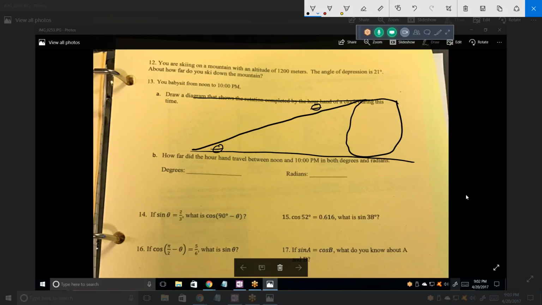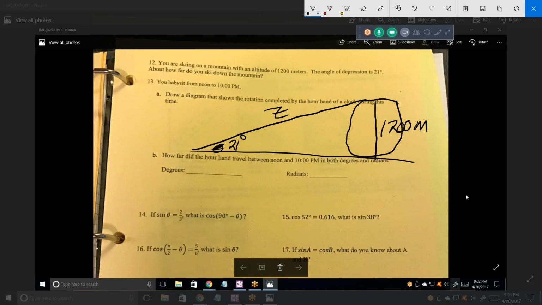Okay. So this angle is 21 degrees. The altitude of the mountain is 1,200 meters. They want to know how far you ski down the mountain, and what is Z? That's what they're asking, how far can you ski. You measure the length of the ski slope along the hypotenuse. So now all you need is a trig function that lets you solve for that. What trig function relates 1,200 to Z?